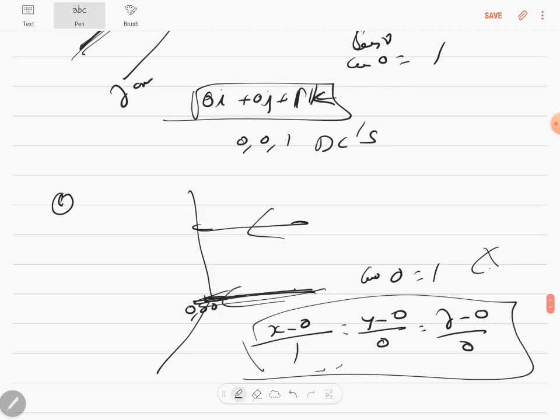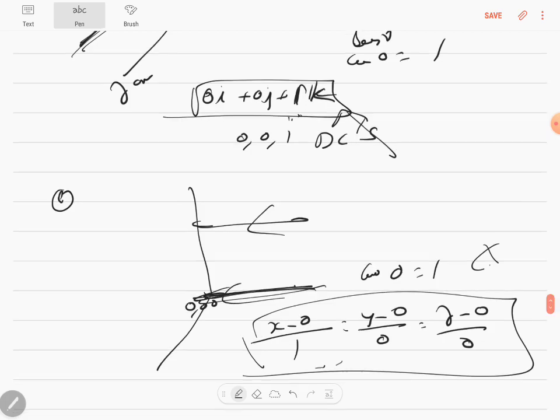You can't write it as 1i plus 0j plus 0k. Nobody will give you marks. What we have written seems to be a line passing through the origin. So let's go to the next question.